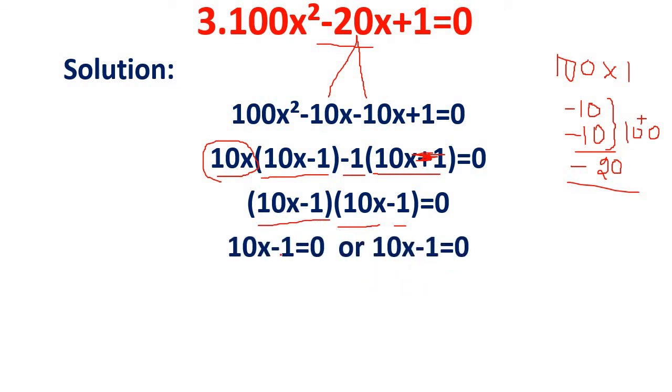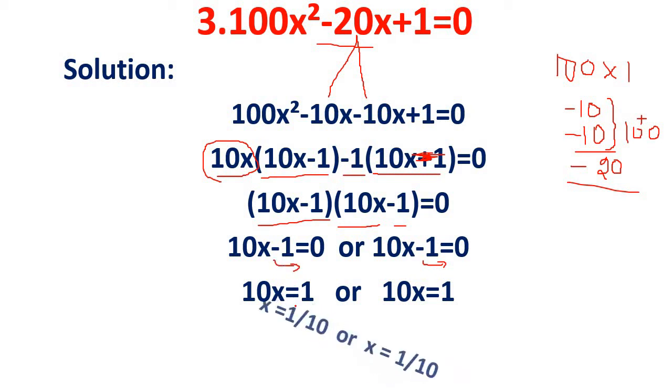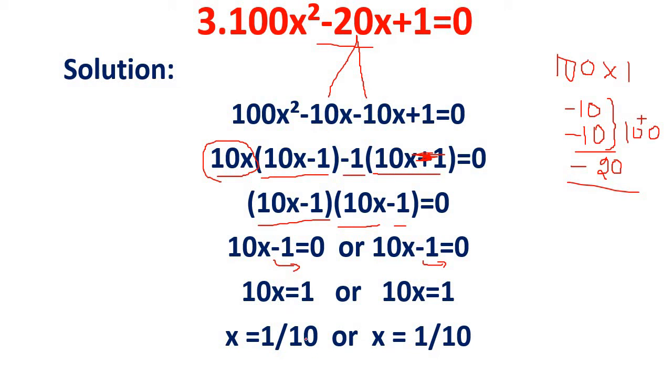So 10x minus 1 is equal to 0, or 10x minus 1 is equal to 0. Then 10x is equal to 1, transpose 1 to RHS. Now x is equal to, transpose 10 to denominator, it becomes 1 by 10, or x is equal to 1 by 10. Now x is equal to 1 by 10 and x is equal to 1 by 10 are the roots of the quadratic equation 100x square minus 20x plus 1 is equal to 0.